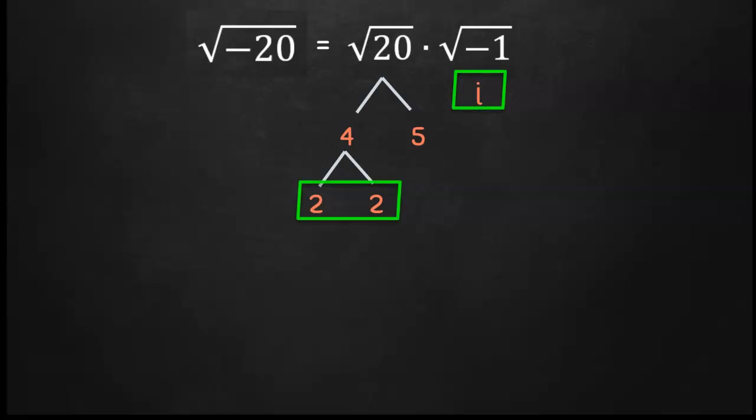I have the i that came out of the radical, and then I have the 5 that didn't have a pair. So on the outside of my radical, I'm going to put the 2 and the i, and then underneath the radical, I'm going to leave the 5. My final answer being 2i square roots of 5.